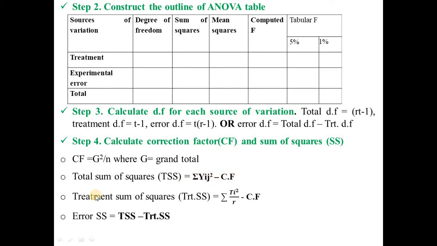Then you have to find the treatment sum square values, treatment SS. In order to obtain these, we square all the treatment totals and sum them. Then the sum is divided by the number of replications, and the correction factor is subtracted from this value. After we have got those values, you can estimate the error sum square values. To obtain the error sum square values, subtract the treatment sum square values from the total sum square values.